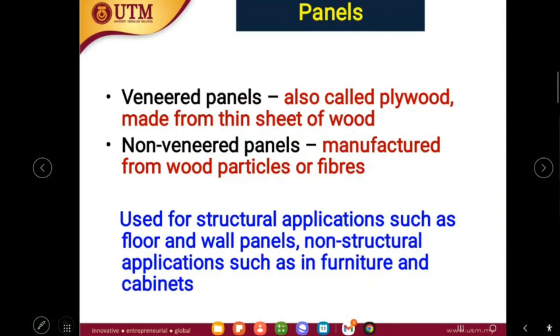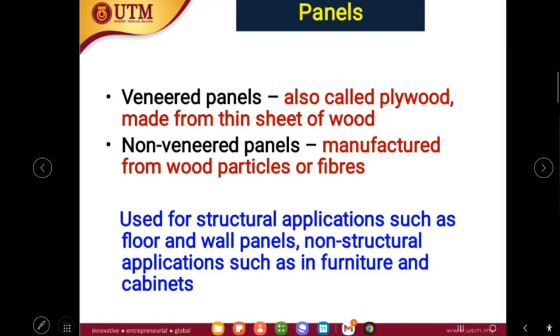In veneered panels, we have plywood. Everyone knows about plywood, right? We use plywood to make formwork for the concrete. It is made from thin sheets of wood. We stack these wood sheets, and then we apply adhesive to stick them together to become a thicker plate. So that is what we call plywood.